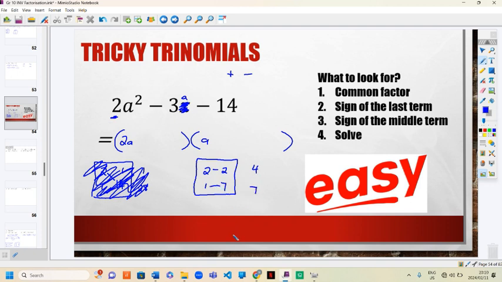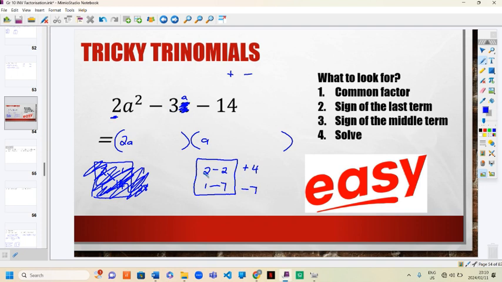Alright, so now, again, like I said before, in order for me to get a negative answer here, which one of these numbers has to be negative? The bigger one. Okay, so negative 7 plus 4. Is negative 7 plus 4 negative 3? Awesome. Okay, so here's my combination now.